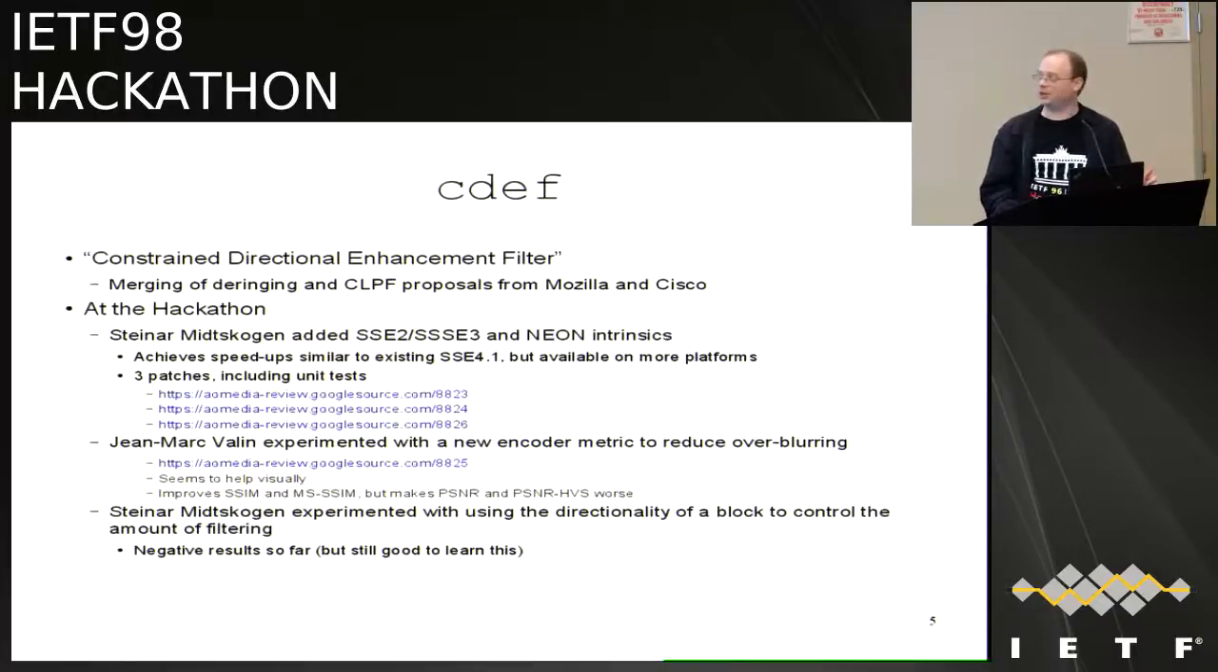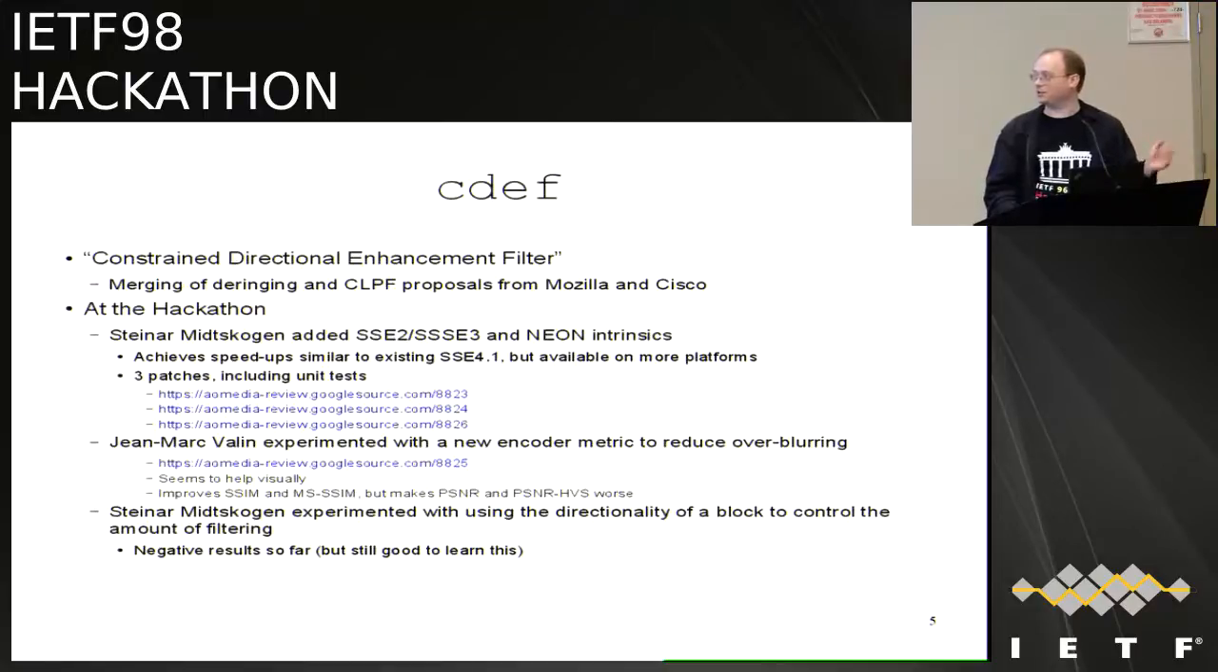And we also had some people working on what is called the constrained directional enhancement filter, which is a filter that runs at the end of your decoding process and makes all your video look better. So the working group previously had two different proposals, one from Mozilla and one from Cisco. And recently we have merged these into a single proposal. So we're no longer competing with each other, but now that means we need to do a bunch of cleanup work to make that single proposal work well.